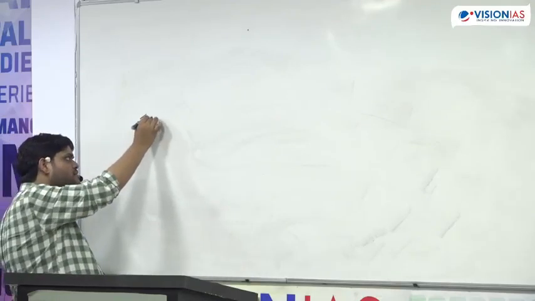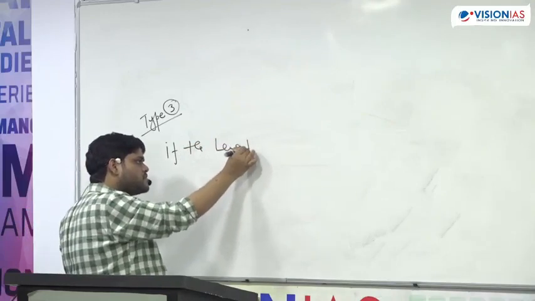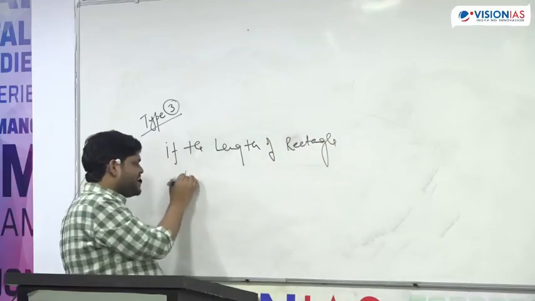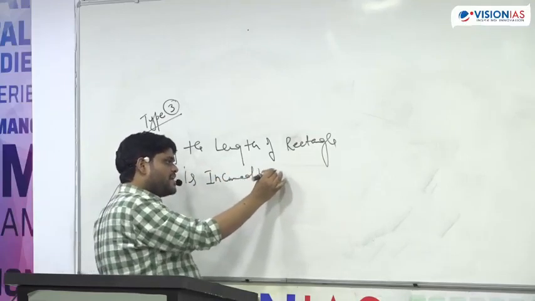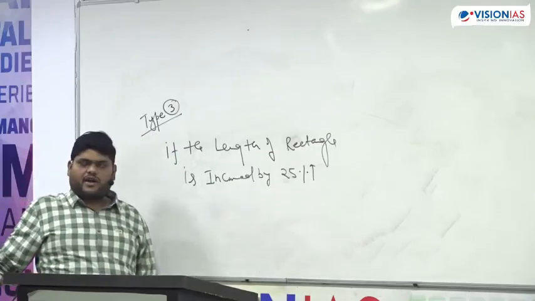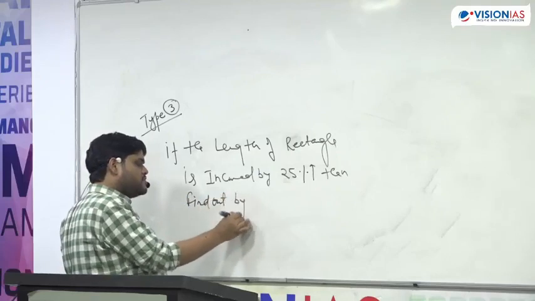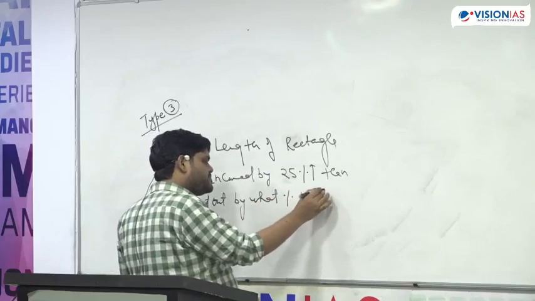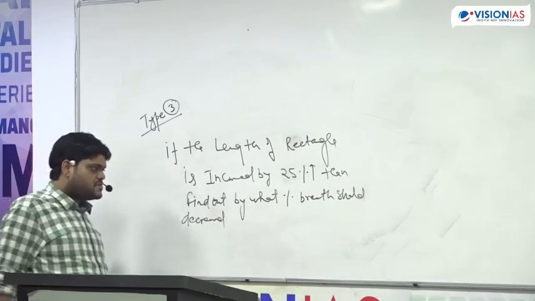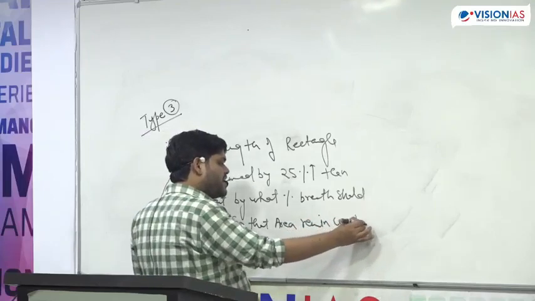Okay. Then there is a type three. If the length of a rectangle is increased by 25%, then find out by what percent the breadth should decrease so that the area remains constant.